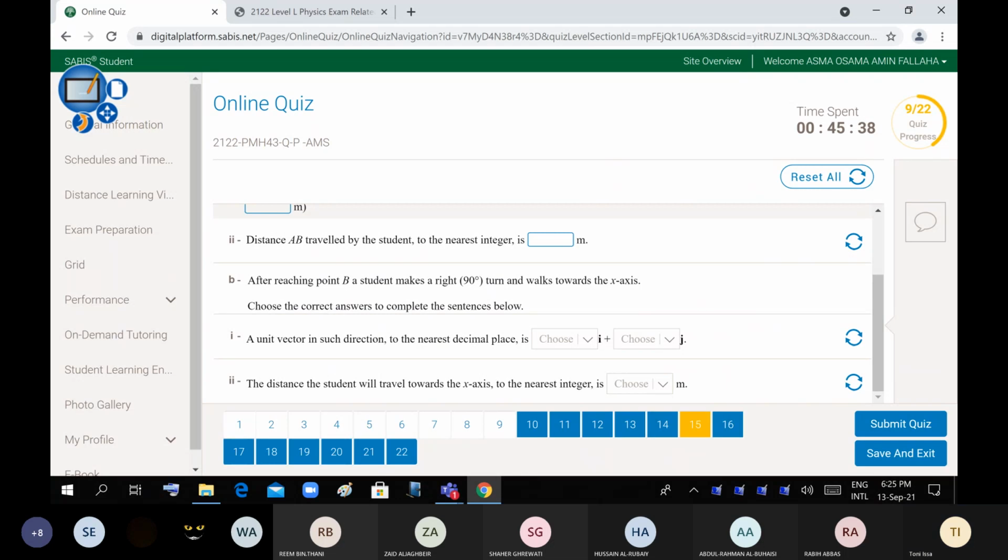Degrees, turn and walks towards the x-axis. Choose the correct answer to complete the sentences below. What is a unit vector in such direction? To the nearest decimal place.